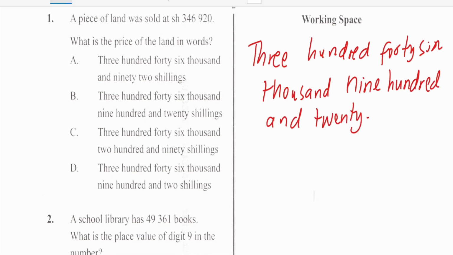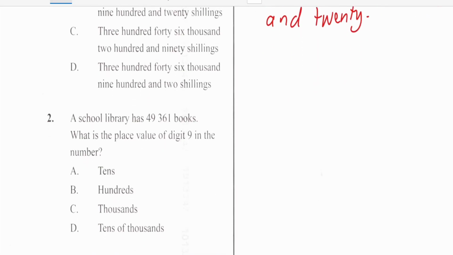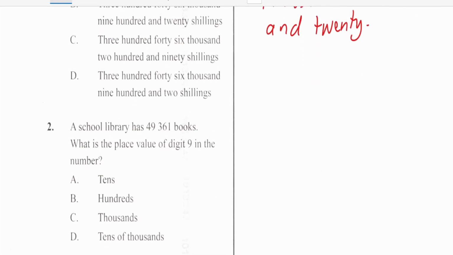So yeah, now let's go to question 2. A school library has 49,361 books. So obviously, let me just write this down. So we've been told that it has 49,361 books. What's the place value of digit 9? So digit 9 is this one.